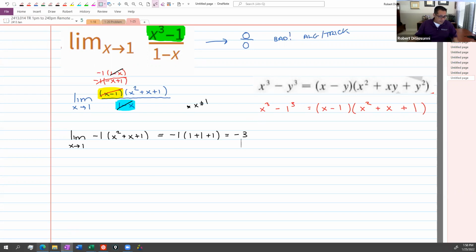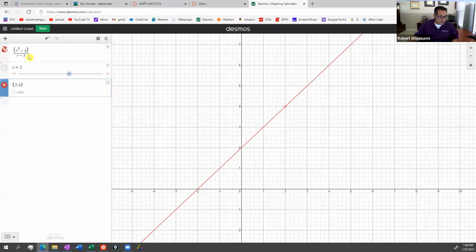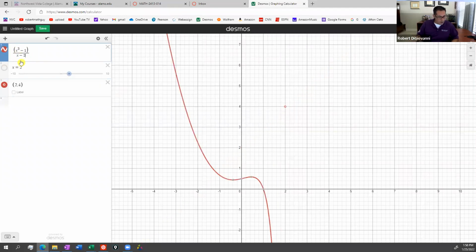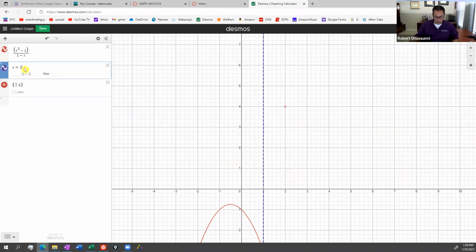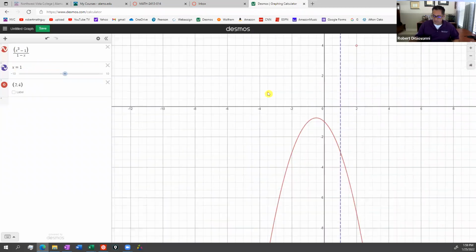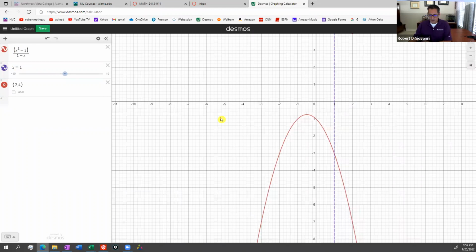Let's just verify, if you don't mind. I'm going to graph this function. It was x cubed minus 1 over 1 minus x. And we were letting x approach 1, right? So here's the graph of this. We're approaching x is 1, and you can see the function's value from the left and the right is headed towards -3. Isn't that what we got? That's what we got, right? Okay.